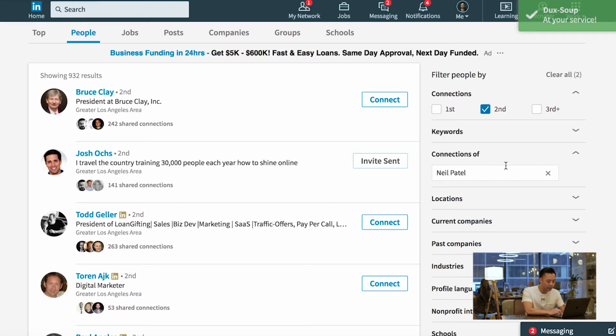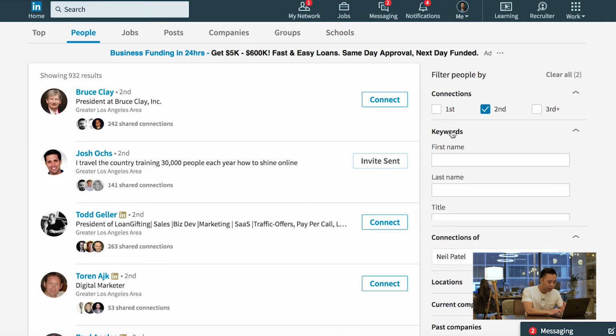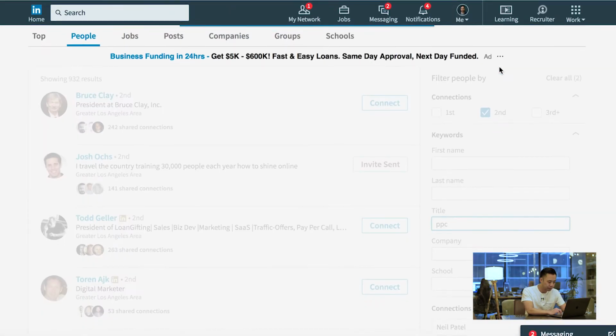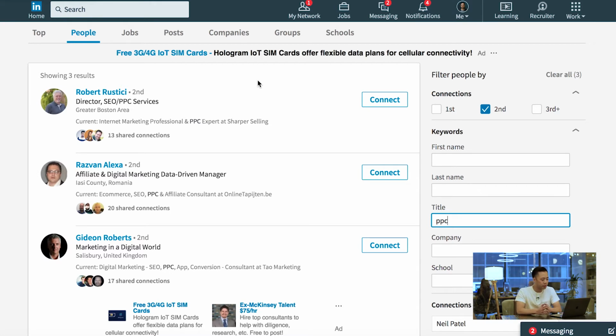So here's what we're going to do. We are looking at connections of Neil Patel, and then we also need to look at keywords. Let's say we're looking for people that have PPC in their title, right? PPC could be something for paid advertising people, so can SEM. So let's go ahead and hit enter. Now LinkedIn will do the search. I'm seeing 3 people right here. If I'm looking for a director of PPC, here's a guy right here, director SEO PPC services. We have a guy right here, marketing in the digital world.